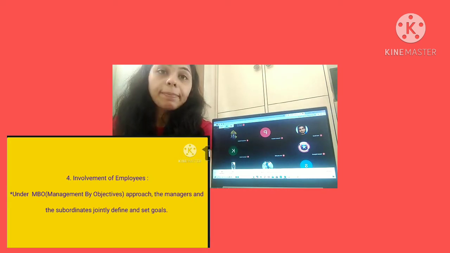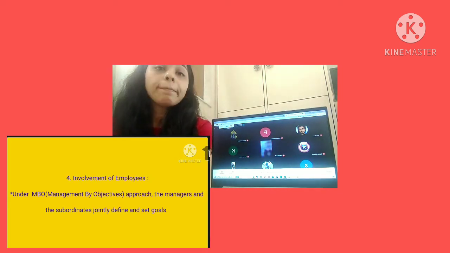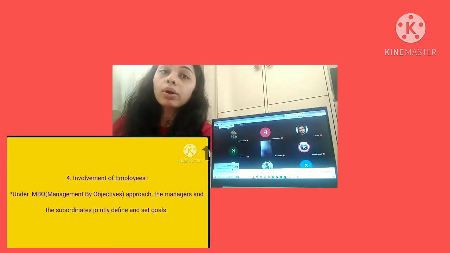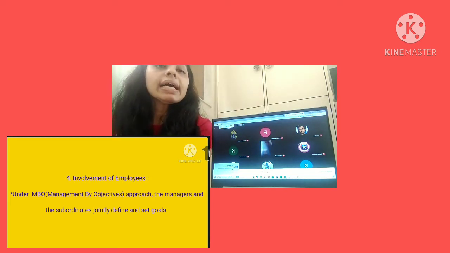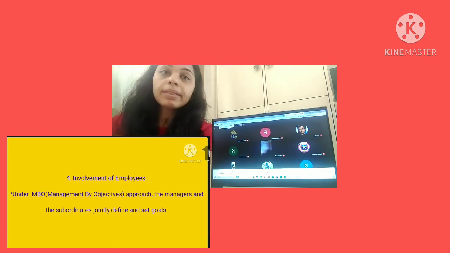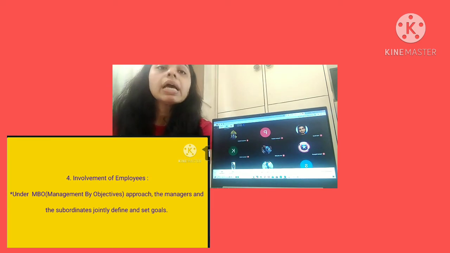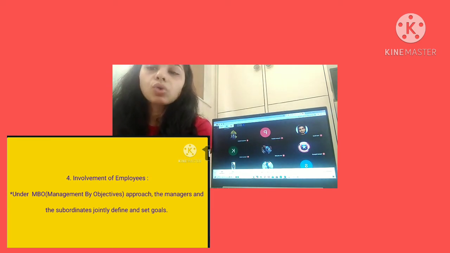The next step I have is involvement of employees. So by the MBO, what is MBO? Management by objectives. The superior and the subordinates come together and have their joint goals. They set the goals, and both of them, that means the superior and the subordinates, take all measures to achieve those goals. So that is known as involvement of employees, and this is the fourth step under steps in setting business objectives, as a question.